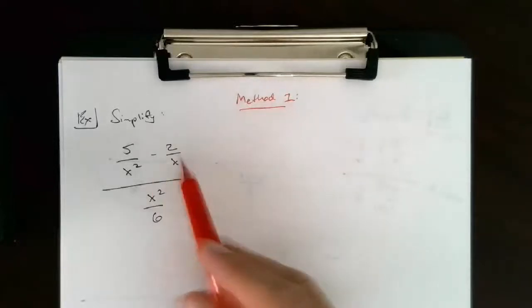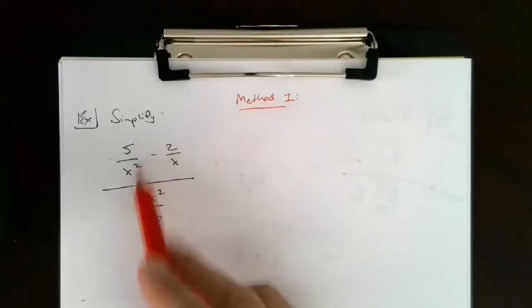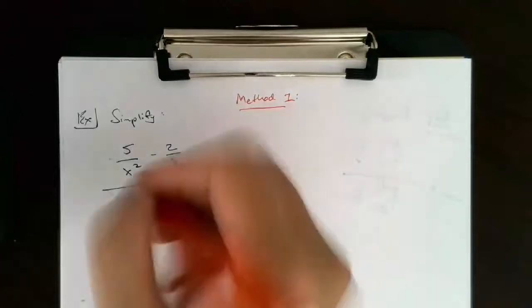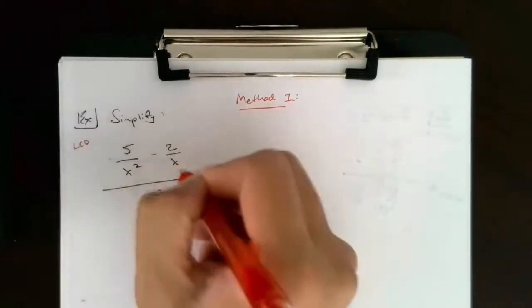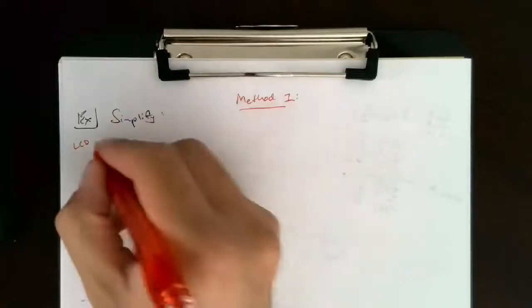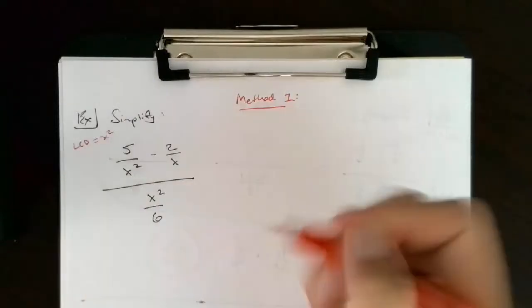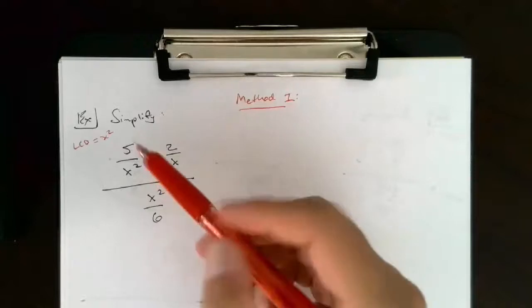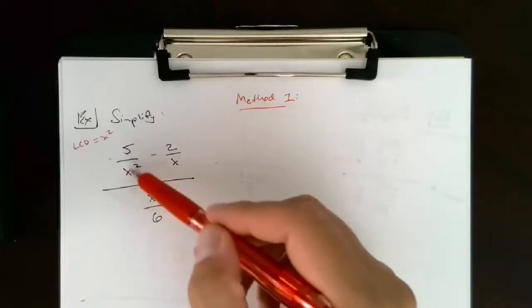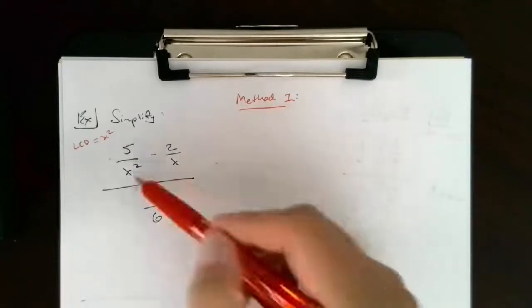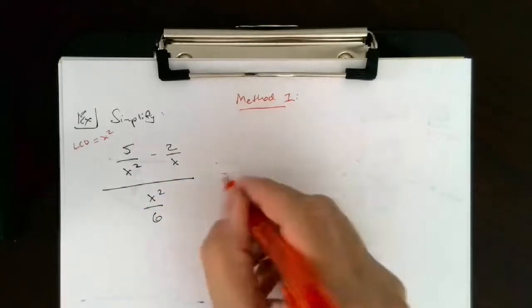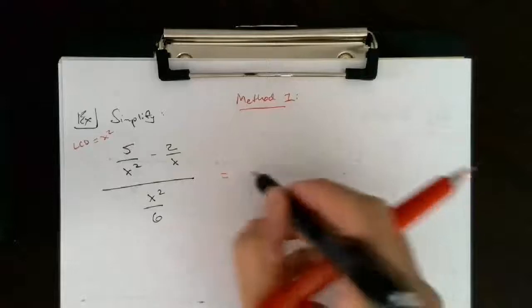For the numerator to get a single fraction, I'm combining the 5 over x squared minus 2 over x. To subtract those, I need an LCD. What's the LCD for x and x squared? It's just going to be x squared. So the first one, the 5 over x squared, already has the common denominator. Remember, you want the highest power of the factor you see, so that's why it's x squared.